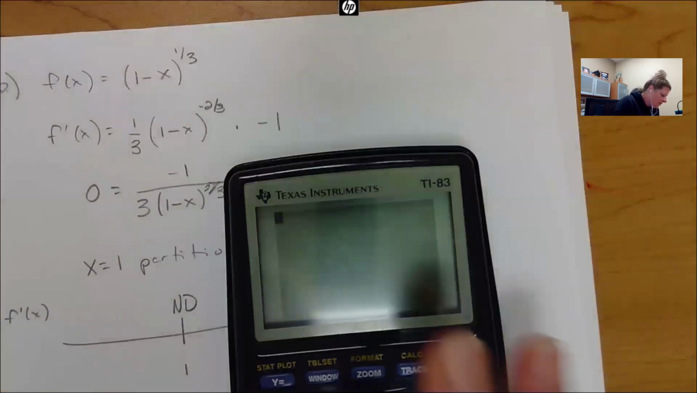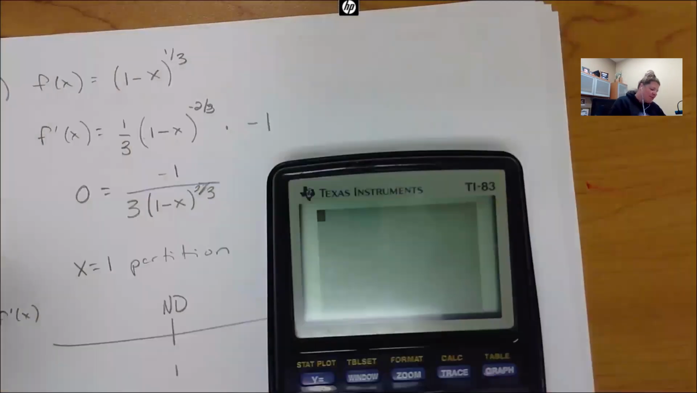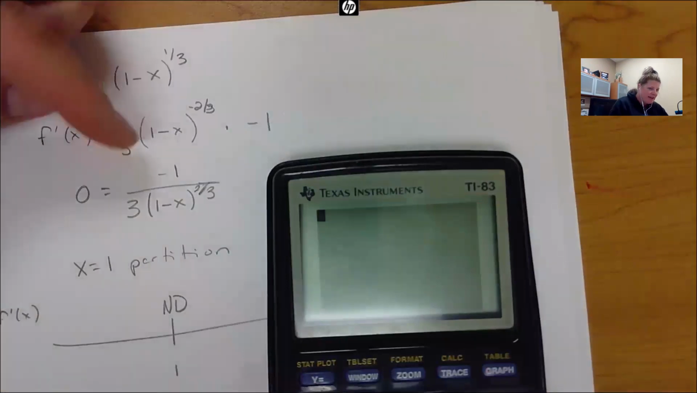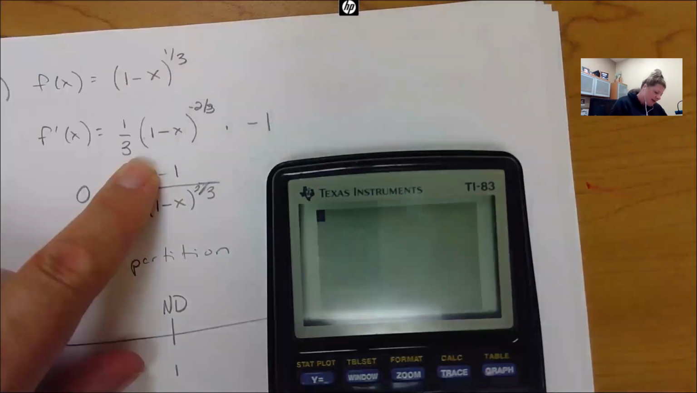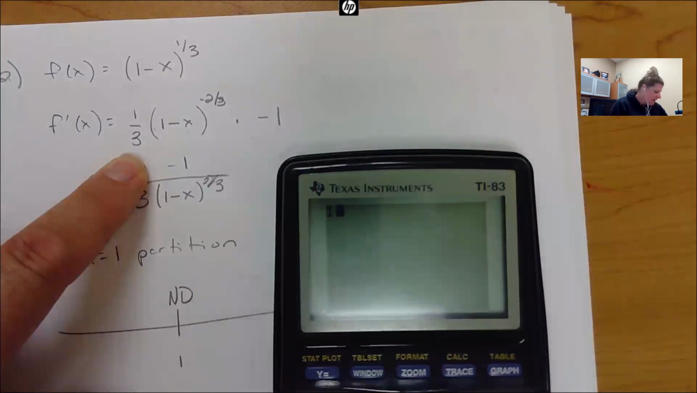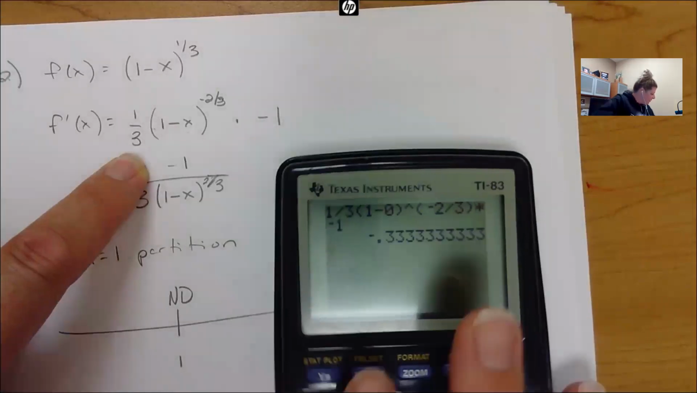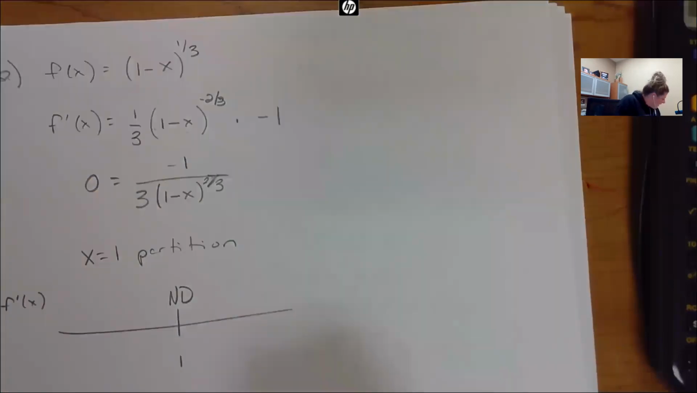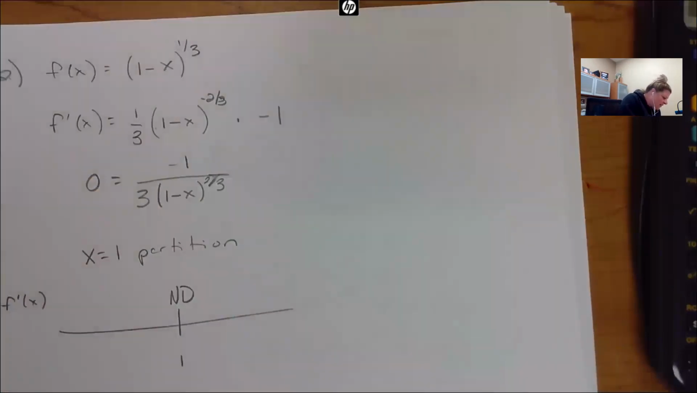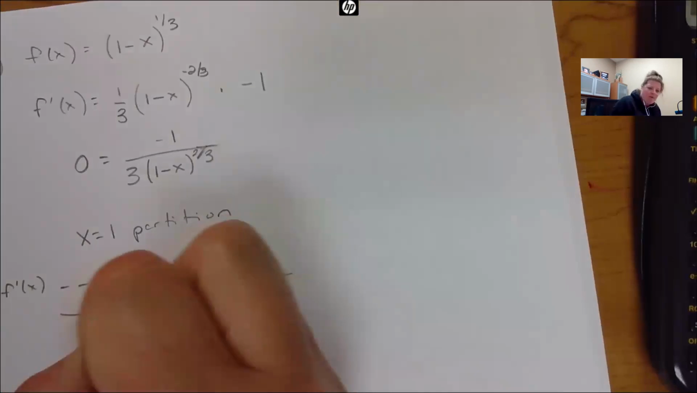So for our derivative, I'm going to do it in this form, which is fine. I have 1 divided by 3, 1/3, and a parenthesis, 1 minus our 0 value, all to the power of a negative 2 divided by 3, 2/3, times -1. Boop. It is a negative. I didn't really care what the value was. It's a negative. So we're at a negative before 1.